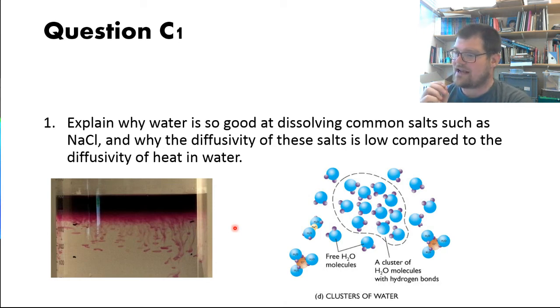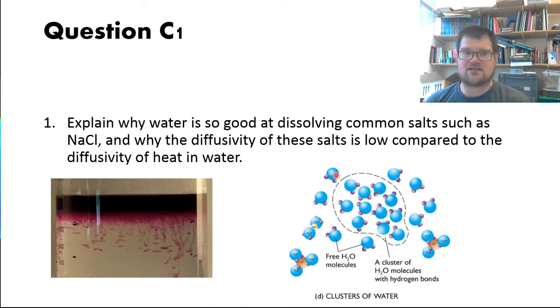But what we're really getting at here is one of the properties of water: you get these large clumps of water that are bonded together by hydrogen bonding. These are the polar ends, the negative ends and positive ends of the water molecules, which basically attract each other, and that forms these large clusters of water. It's not quite like solid lumps, but water is not individual molecules that float around freely.